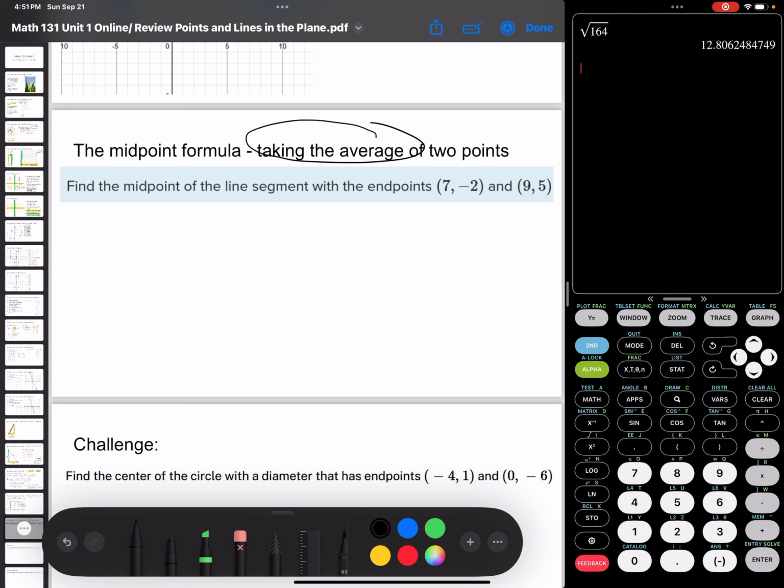If you think for a second, I have 2 numbers. How do I take the average? Well, I add them up and divide them by 2. The midpoint of the line segment is the average point. So here is the formula that we use for that.